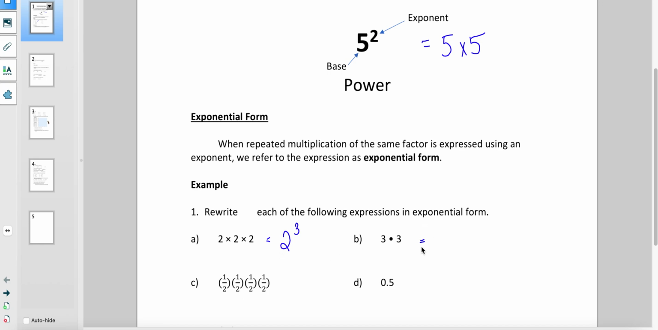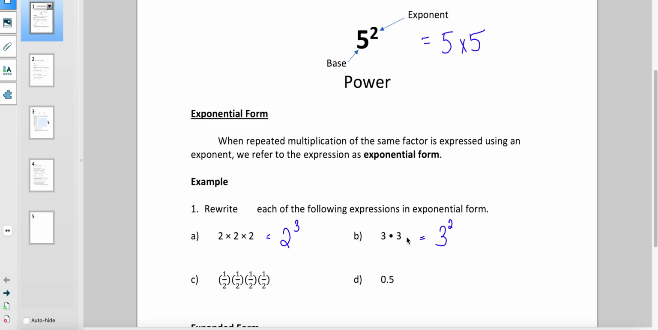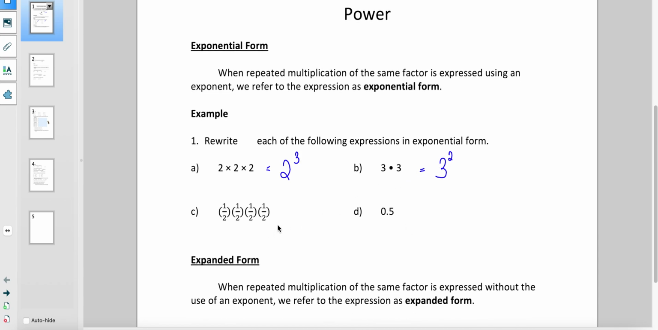If we take a look at B, it's 3 times 3, so 3 is your base, and it's being multiplied by itself twice. There's 1, 2. If we take a look at C, so this is 1/2 times 1/2 times 1/2 times 1/2. So our base is 1/2, and we can write that with brackets, just like they have here. And it's multiplied by itself 1, 2, 3, 4 times. So that can be written as 1/2 to the power of 4.